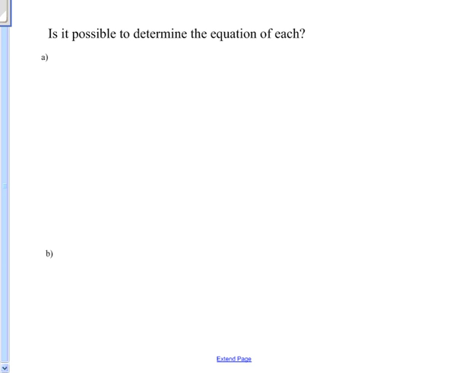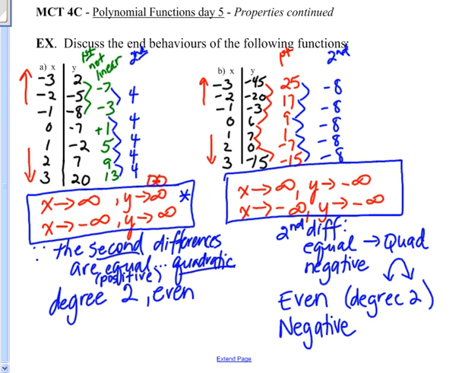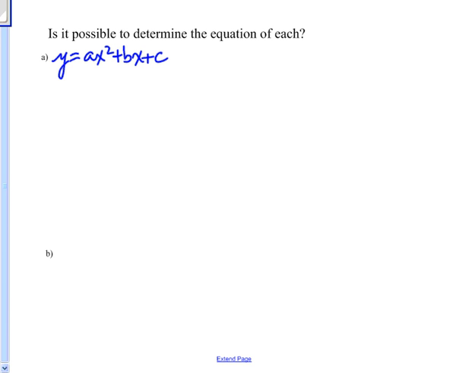Is it possible to determine the equation of each of those functions that we've looked at? It is. It is a little bit tricky. Let's look at the first one. We knew that it was a quadratic. Going back to it, we knew that the y-intercept is right there. That's information that we could use. So we will use that y-intercept.